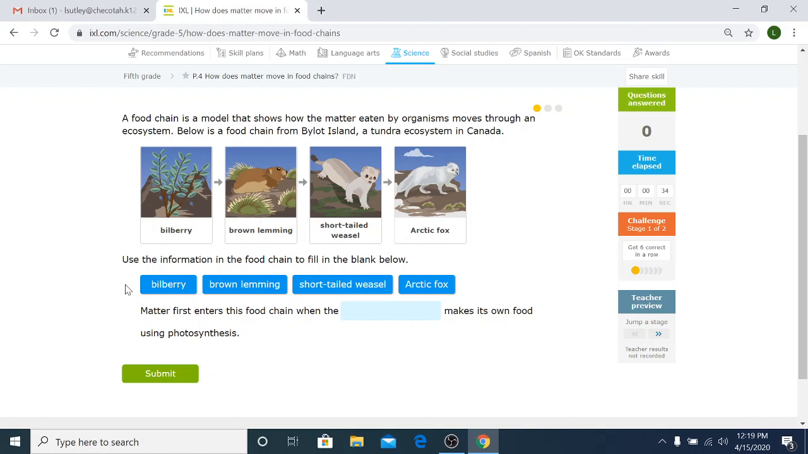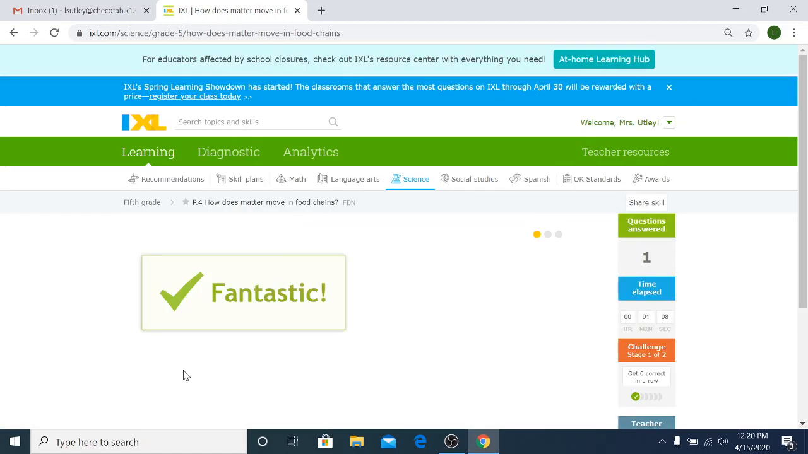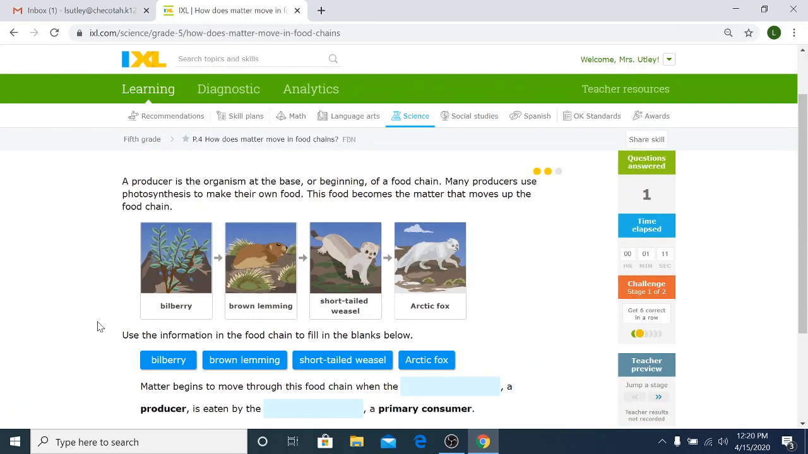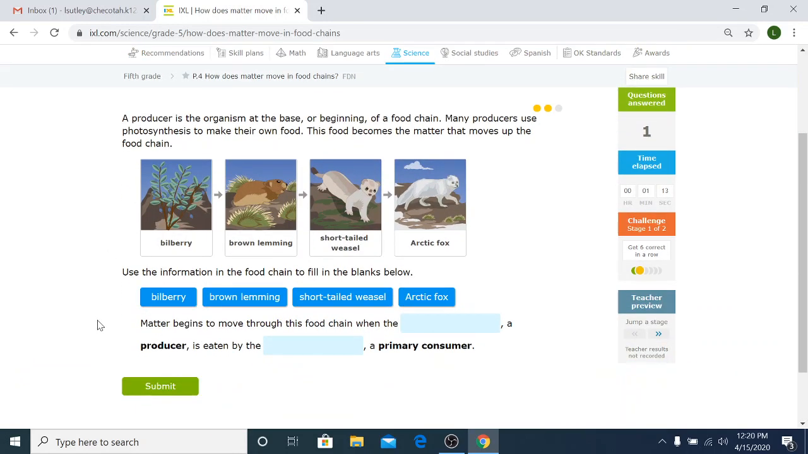We know that food chains start at the bottom with a producer that makes its own food, and then as it advances up, each level is eaten by the one that is below it, or in this case, is going to be to the left of it. Okay, the matter first enters the food chain when the blank makes its own food using photosynthesis. So we know it starts with the bilberry. So we want to click and drag bilberry over to the box. Then we will click on submit. So this time you're clicking and dragging to help answer the questions.